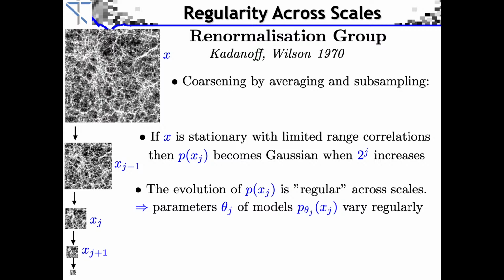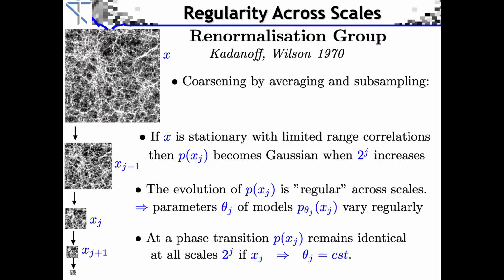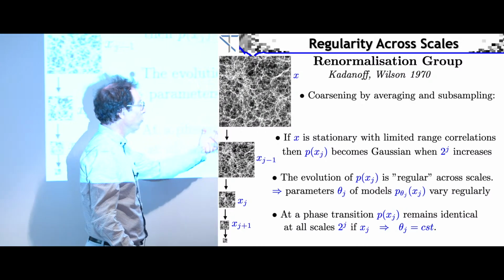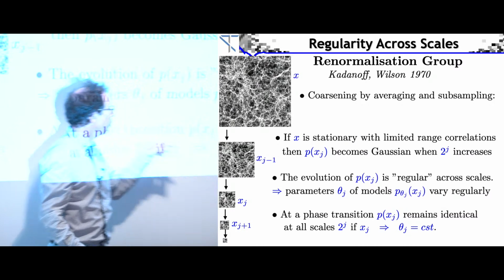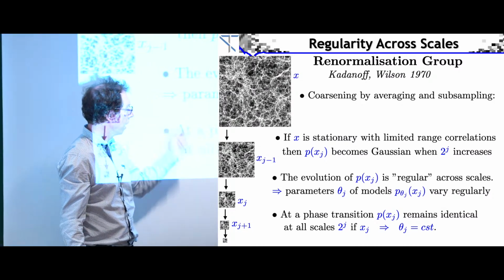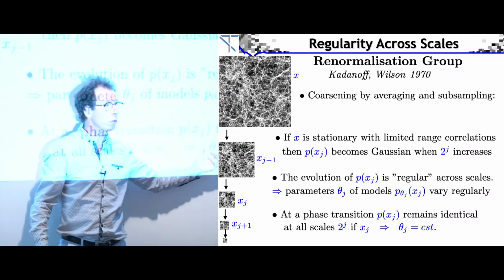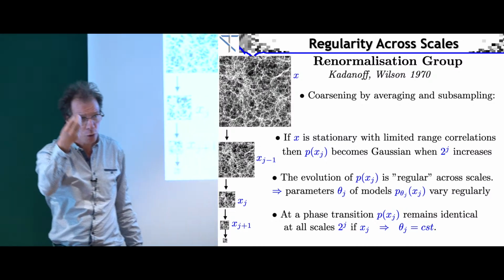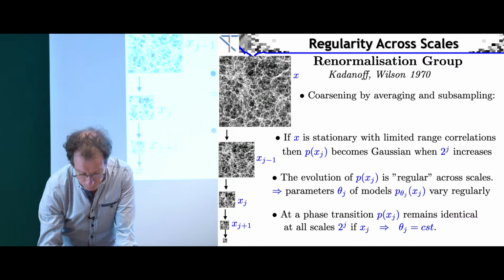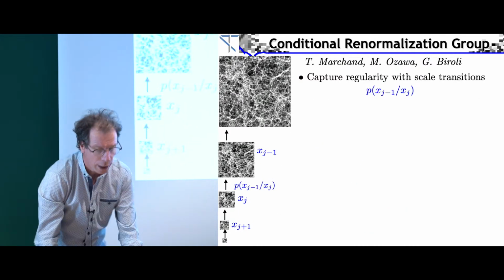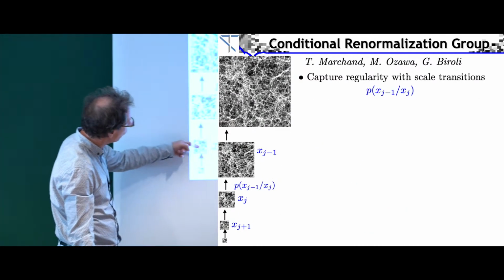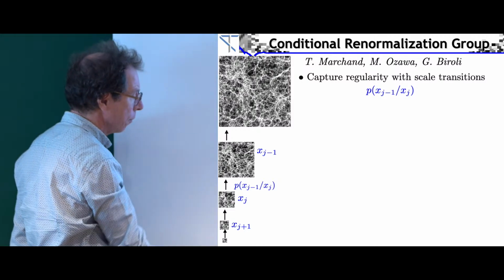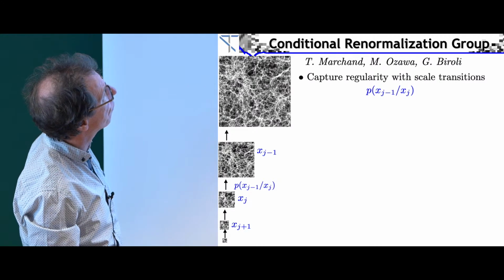And the amazing result obtained by Wilson is that essentially, if you look at it as a dynamic system, at a phase transition, you have a fixed point if you have renormalized the parameters. In other words, these parameters are not going to depend anymore on j, which means that it's incredibly regular across scales. Okay, so what we would like is to understand the regularity of the evolution, but we are rather going to move from coarse to fine because we are going to do synthesis.